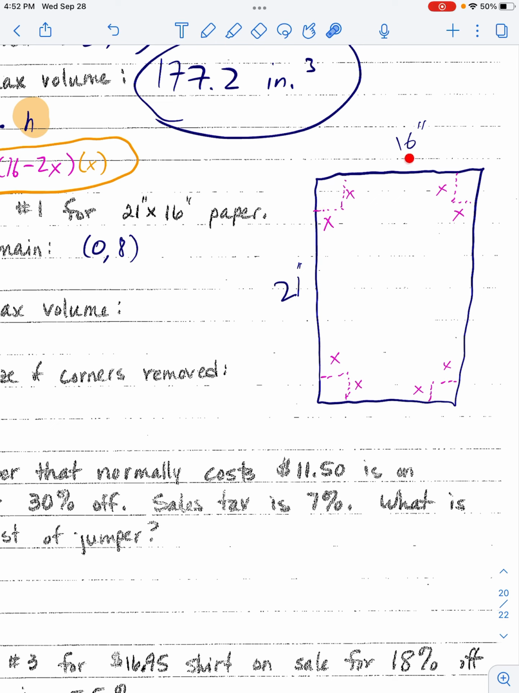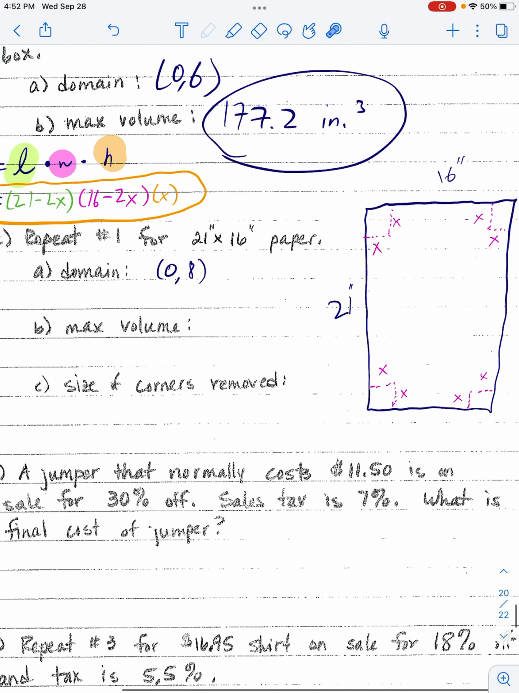I literally just cut the paper into 4 pieces, so I'm not going to have a box. That would mean I just cut these huge strips. These wouldn't be square corners anymore if my cut were 8 inches, because I would have just sliced these 2 edges off. Okay, so that's going to be my domain right here: parentheses 0, 8 parentheses.